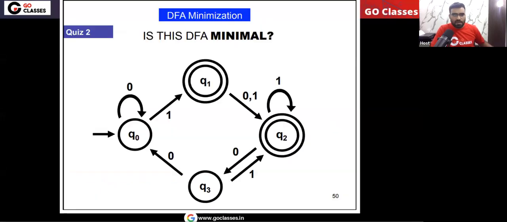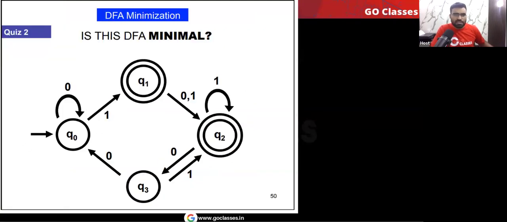Okay. Let's see this example. Is this DFA minimal? Quickly tell me. This is a very nice question. Is this DFA minimal?